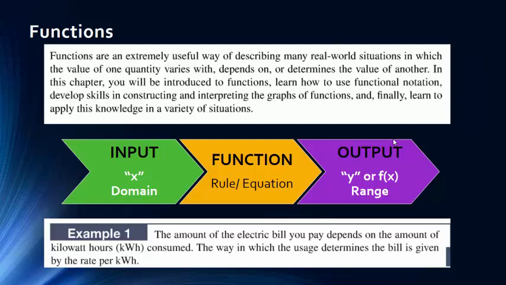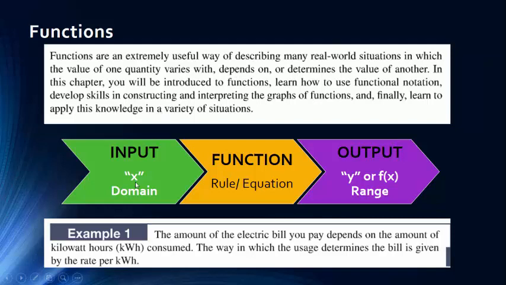So let's look at an example. The amount of the electric bill you pay depends upon the amount of kilowatt hours consumed. The way in which usage determines the bill is given by the rate per kilowatt hour. This is an example of a function, right? So for example, the function might be the rate of pay per kilowatt hour. Maybe you spend 10 cents per kilowatt hour on your electric bill.